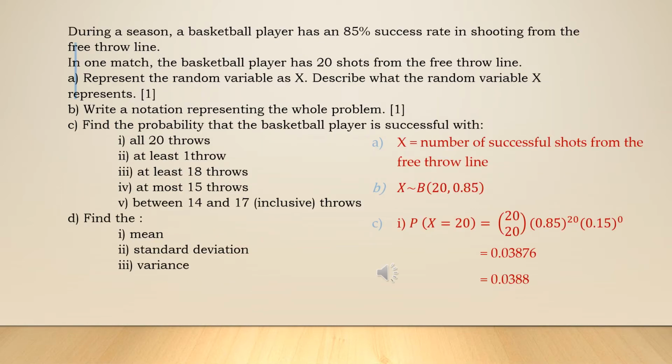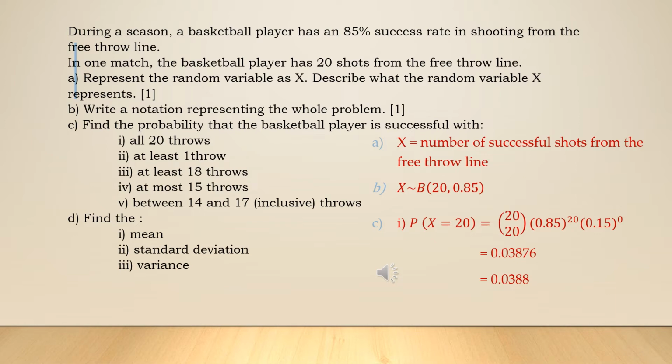During a season, a basketball player has an 85% success rate in shooting from the free throw line. In one match, the basketball player has 20 shots from the free throw line. Letter A, represent the random variable as x. Our answer is a random variable x equal to the number of successful shots from the free throw line. Letter B, write a notation representing the whole problem. So the whole problem can be represented by a random variable x, which is binomially distributed with n equal to 20 and a probability of success equal to 0.85.